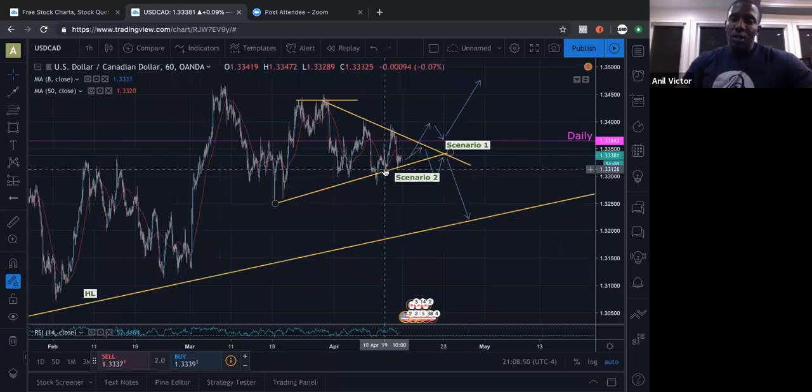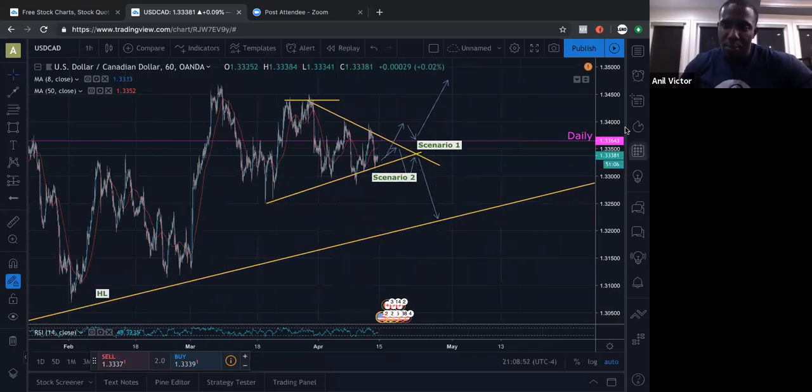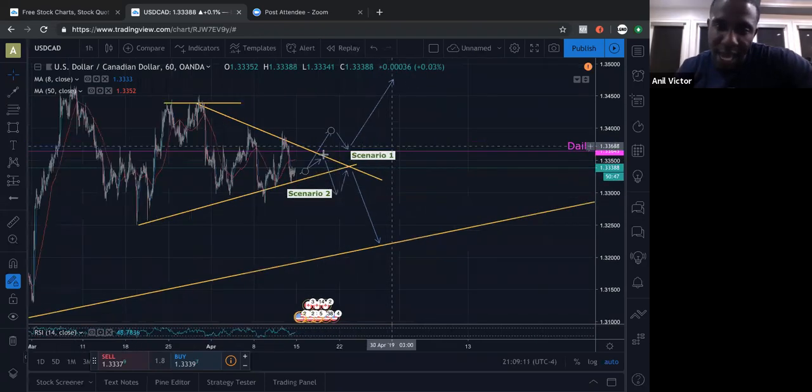So we'll leave that there, and pretty much we've got this asymmetrical triangle taking place. Whether we have a big break to the downside or a big break to the upside, we'll just wait in the future week, this upcoming week, to see what takes place. We're looking at the 1 hour, so this should happen within the next day or two, to see some type of big movement.